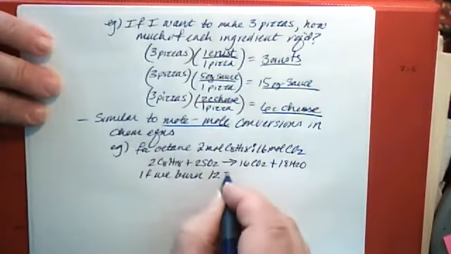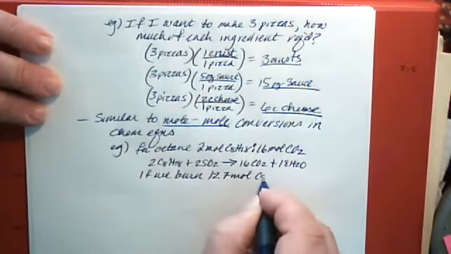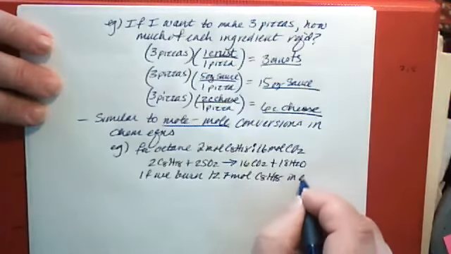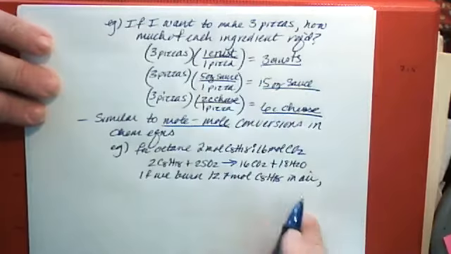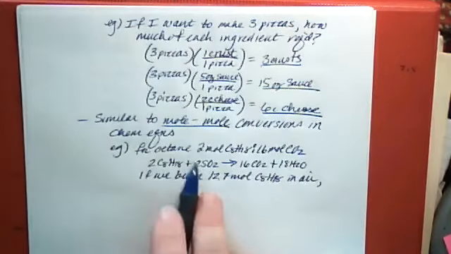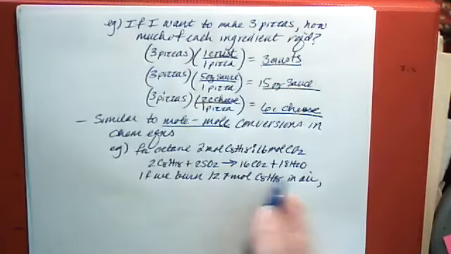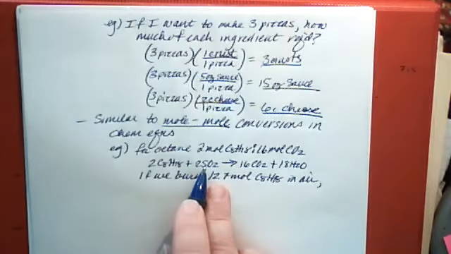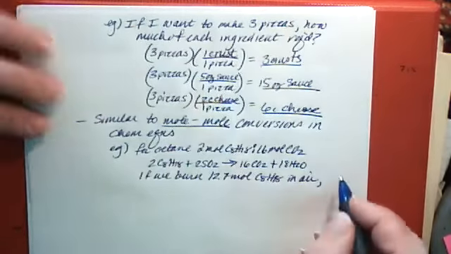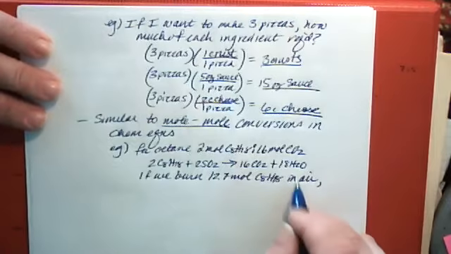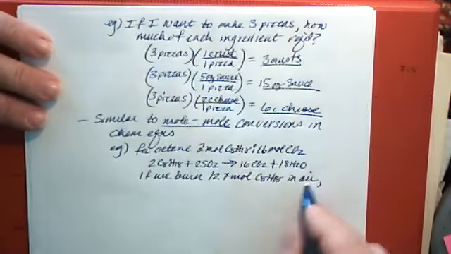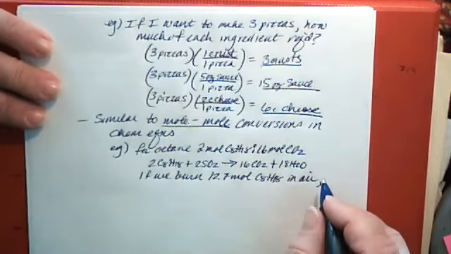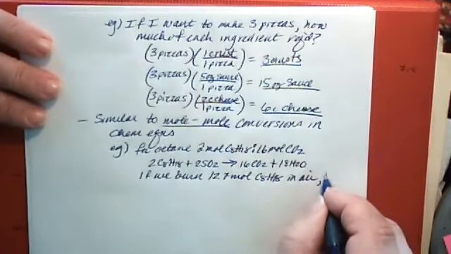if you burn 12.7 moles of octane in air, since the other ingredient is oxygen, saying that you're burning it in air is just another way of saying that you have more than enough oxygen. So that's why it's specified in air. So oxygen is not the reactant that's going to run out first. Octane will. How many moles of carbon dioxide are produced?